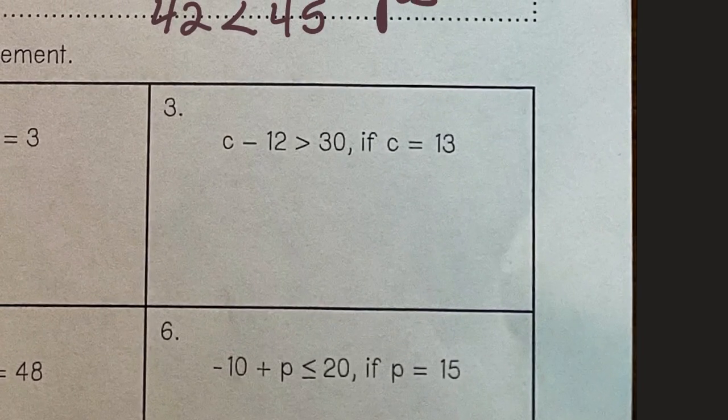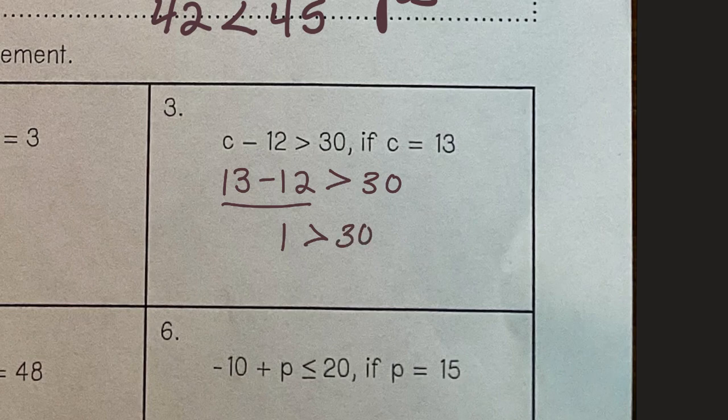Okay, number 3, we've got c minus 12 is greater than 30 if c equals 13. So if I replace c with 13, I'm going to solve this. 13 minus 12 is 1, and 1 is definitely not greater than 30, so this is not true.